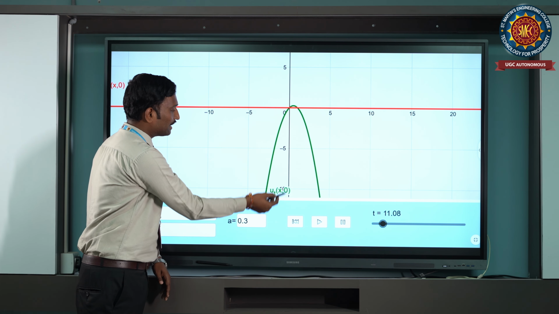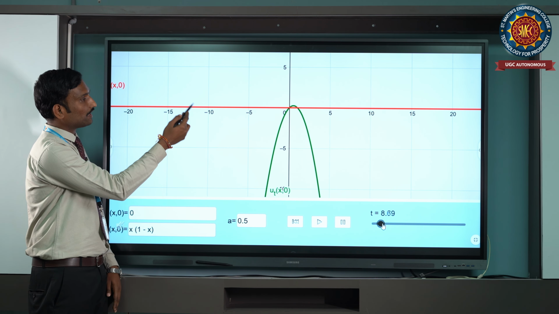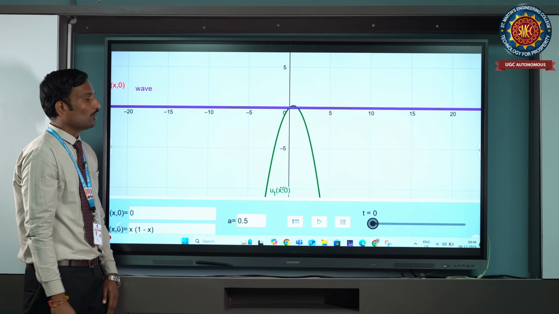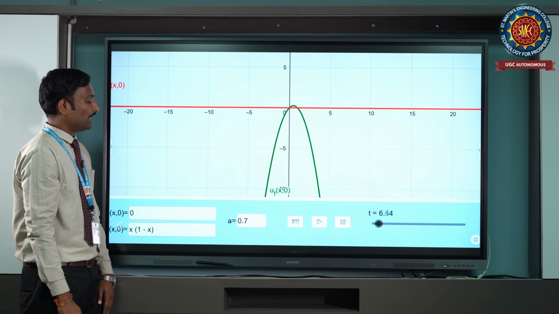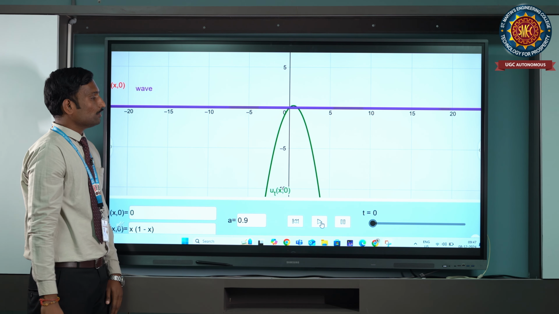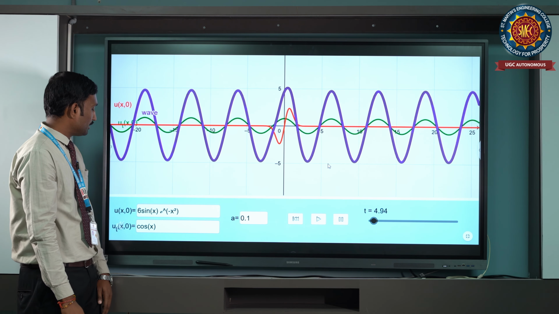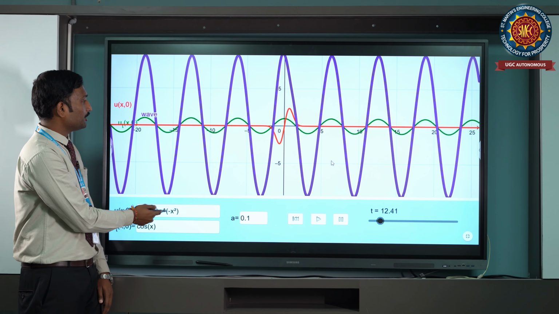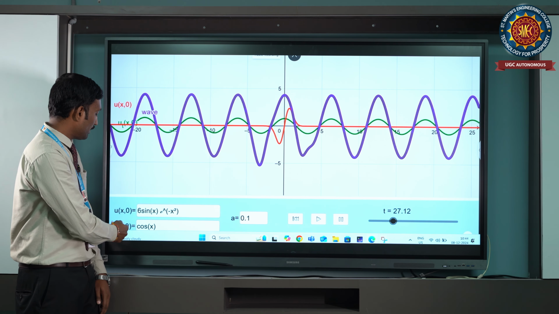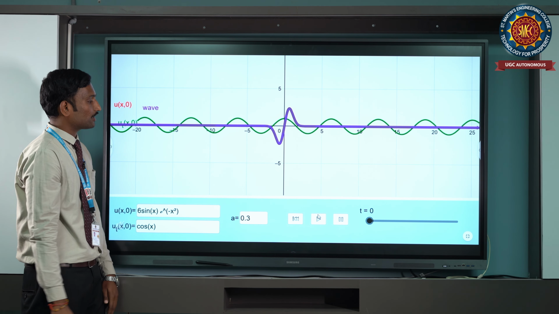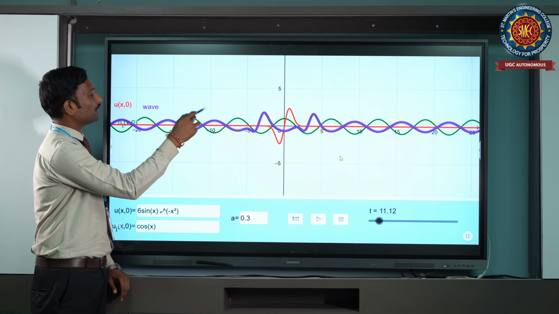Here the wave is decreasing as we are changing the values of a, decreasing to lower values. These two represent the initial conditions of the wave. Here a is equal to 0.9. The next initial conditions we have taken: u of x comma 0 is 6 sin x into e power minus x square, and ut of x comma 0 is equal to cos x. Whenever the value is 0.3, you can see the amplitude changes.